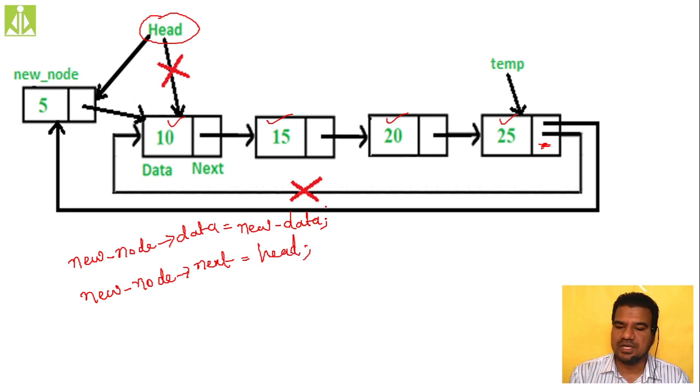After that, create a temporary pointer and traverse the temporary pointer till it reaches the last node.